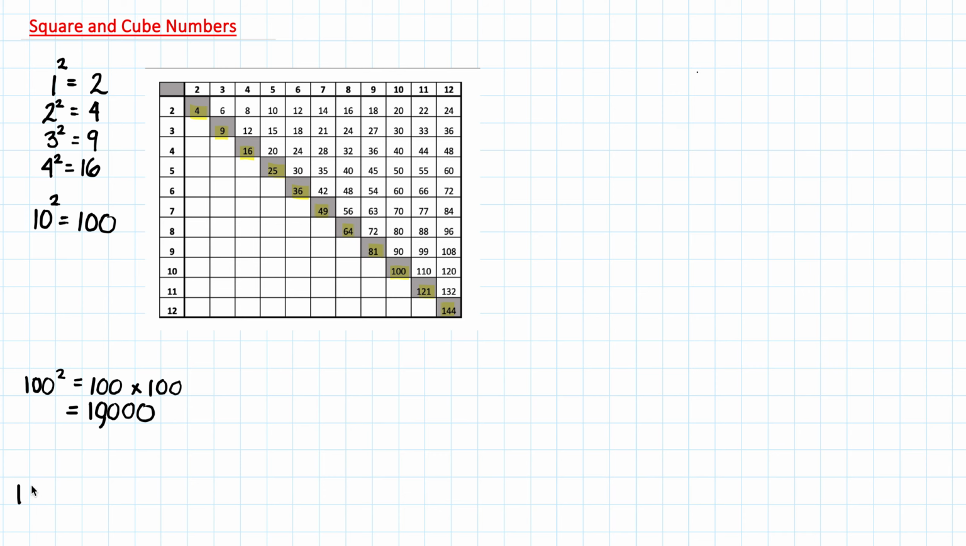If I do something like, let's say, 1,000 squared, then what is it going to be? So it's going to be 1, then 3 zeros twice, 1, 2, 3, 1, 2, 3, and that's going to be equal to 1 million. Okay, I just want you to notice this because that's going to be helpful later on when we're doing some of our exercises. Good. Now, in the same way that we have a square number, we also have cube numbers.